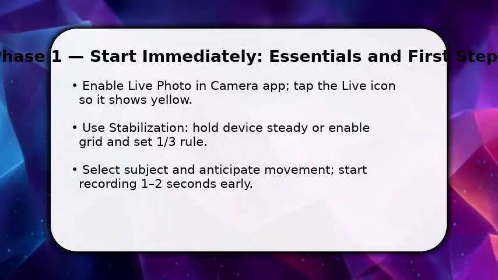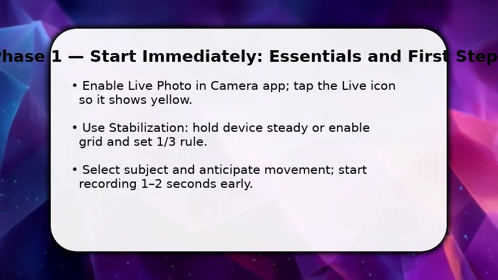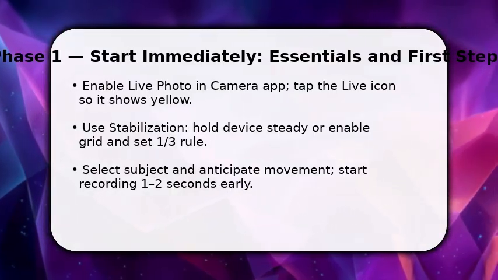You start by enabling Live Photo in the camera app. Tap the live icon until it's yellow. Position yourself, use the grid to align and reduce motion. Hold steady or brace your arms.